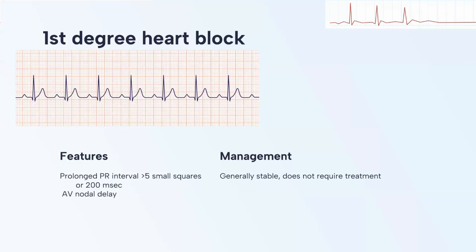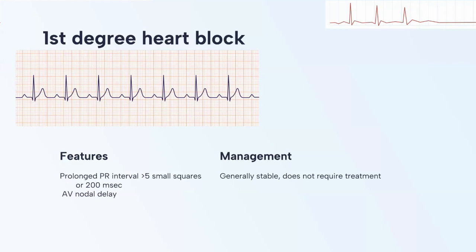But if you do have patients with these blocks, you should do a full 12-lead and look for things like MIs or myocarditis. If they have chest pain, consider myocarditis. Do a blood gas, and look if they have any electrolyte problems like hyperkalemia.